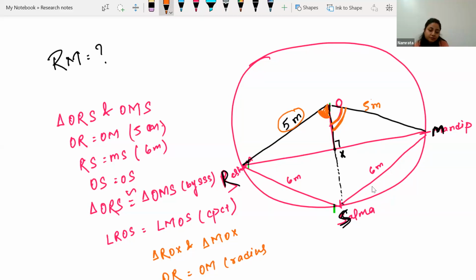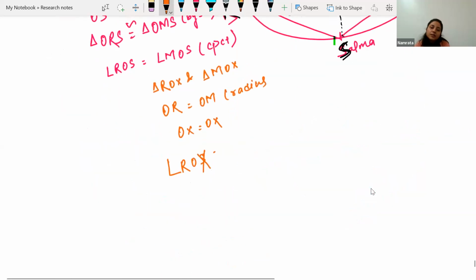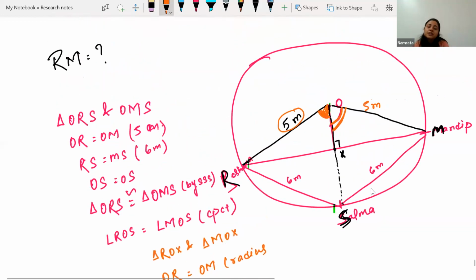Yes, ma'am. So instead of ROS, I am writing angle ROX is equal to angle MOS, which can also be written as MOX. Which congruency criteria is working here? Side, included angle, and then side. SAS congruency criteria is working here, and hence we can say these two triangles are congruent with each other. Why have we proved the congruency? Now only I'll be showing why.